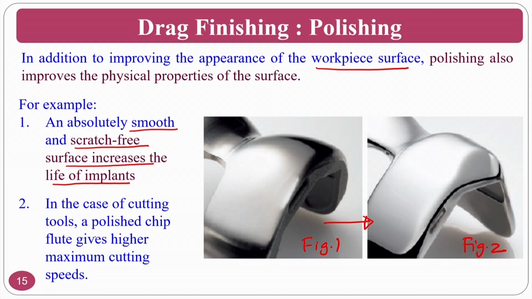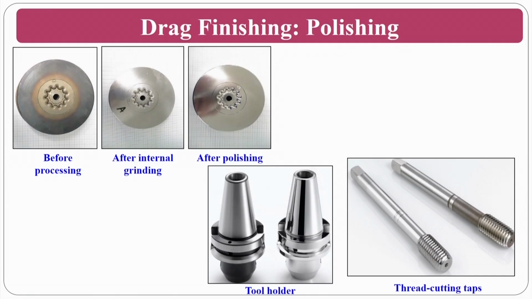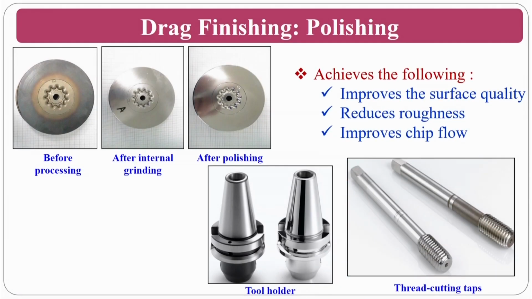In case of cutting tools, polished chip flutes give higher maximum cutting speed. Normally, you can also use polishing applications for cutting tools. So, if you see the polishing of these things, this is before polishing application, after internal grinding and after polishing. If you see the transformation from 1 to 2, this is a tremendous transformation of the quality of that particular component. So, you can get a very good quality component.